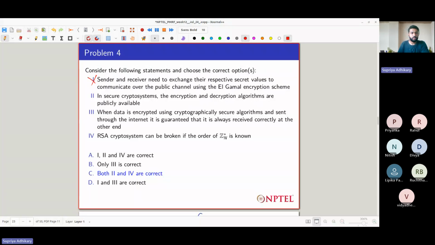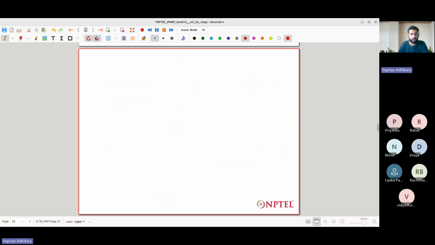Now the second statement says that in a secure cryptosystem, the encryption and the decryption algorithms are publicly available. So this is true. In fact, there is a rule called Kerckhoffs's principle. It says that only the secret value should not be known. So if we are using some encryption method and some decryption method, the design of that encryption is public.